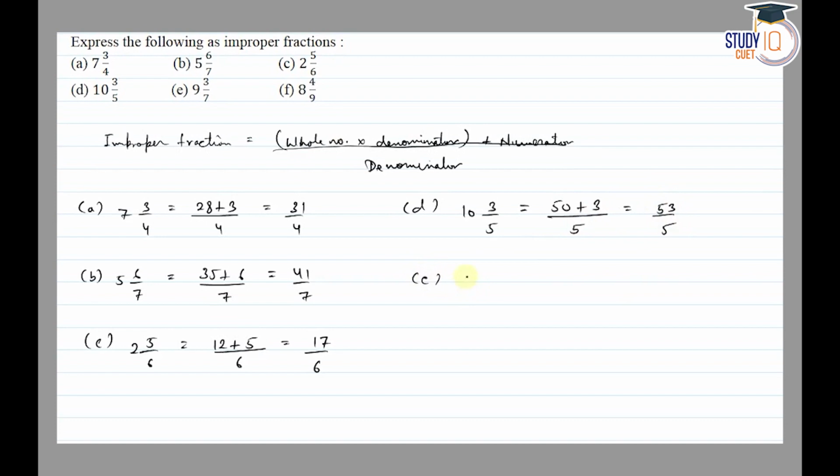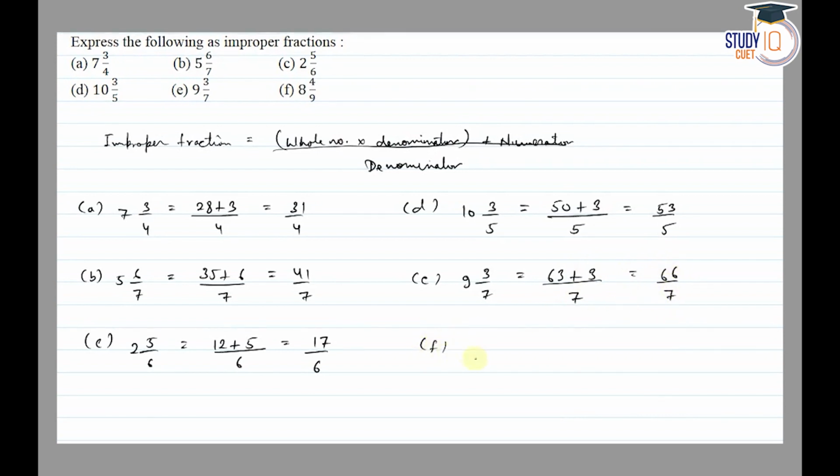Part E is 9:3/7. So whole number into denominator. 9 7s are 63 plus numerator 3 upon denominator 7. So इनका सम हो जाएगा 66 upon 7.